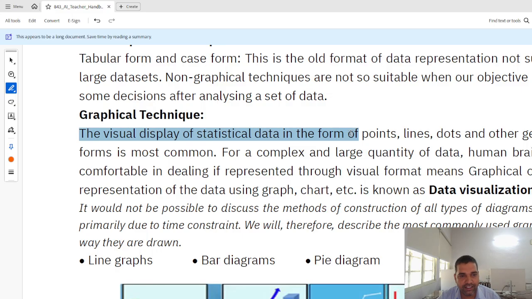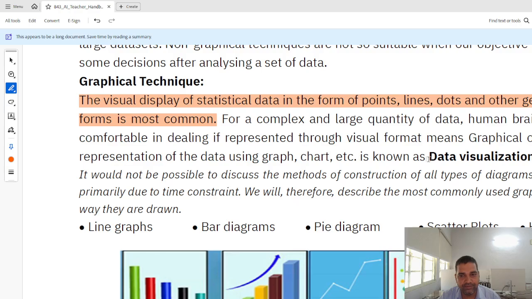Here we are representing the data in the form of points, lines, dots, and other geometrical forms. The most common is called the graphical technique. For a complex and large quantity of data, the human brain is more comfortable dealing with it if represented in visual format. The human brain is more familiar with images, charts, graphs, and pictorials.